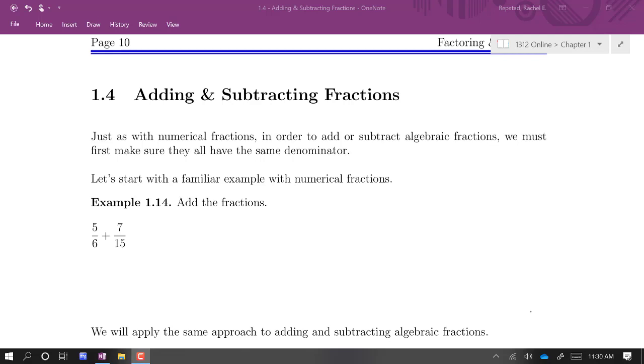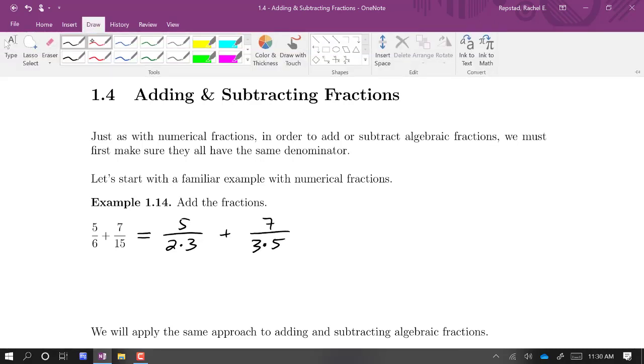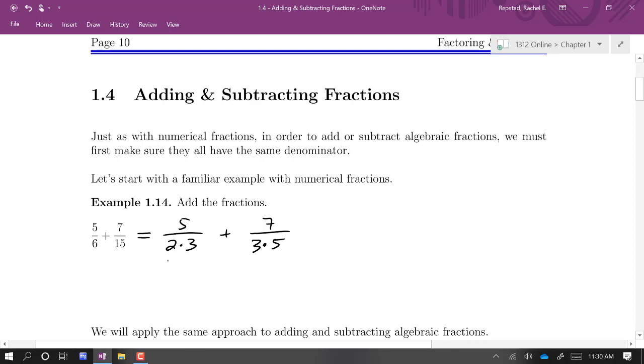So I start by factoring the denominators. I don't care about factoring the numerators yet. In this case, of course, 5 and 7 are primes, so they don't factor anyway, but we always just at first start out not really caring that much about factoring the numerators. I'm going to factor the denominators. So 2 times 3, 3 times 5.